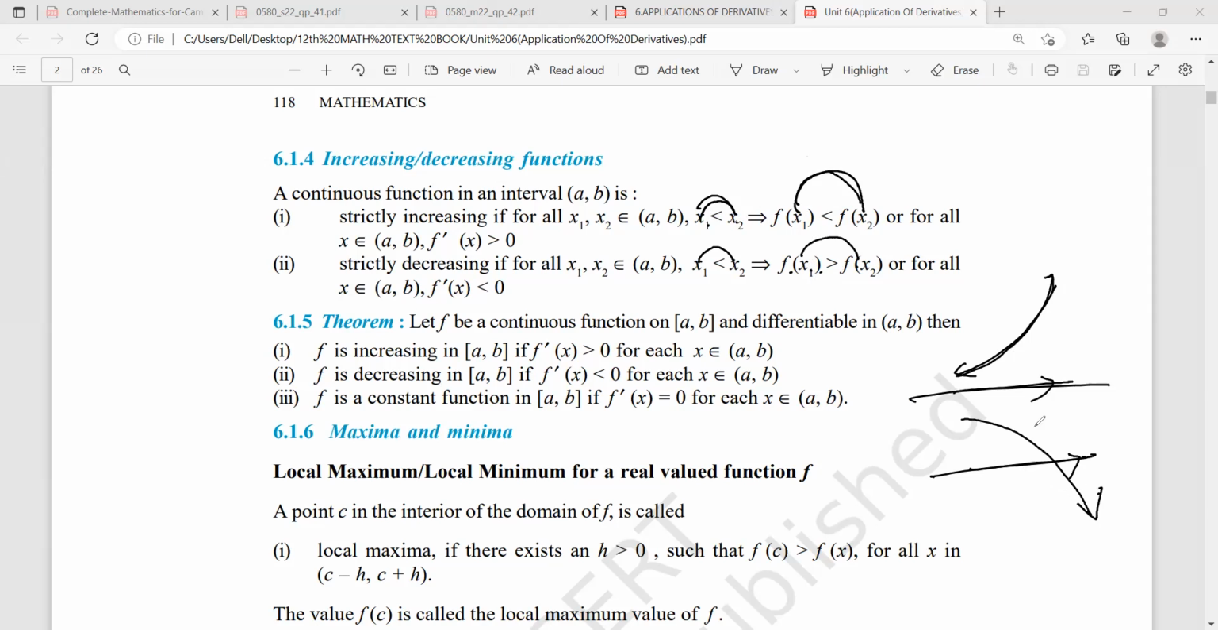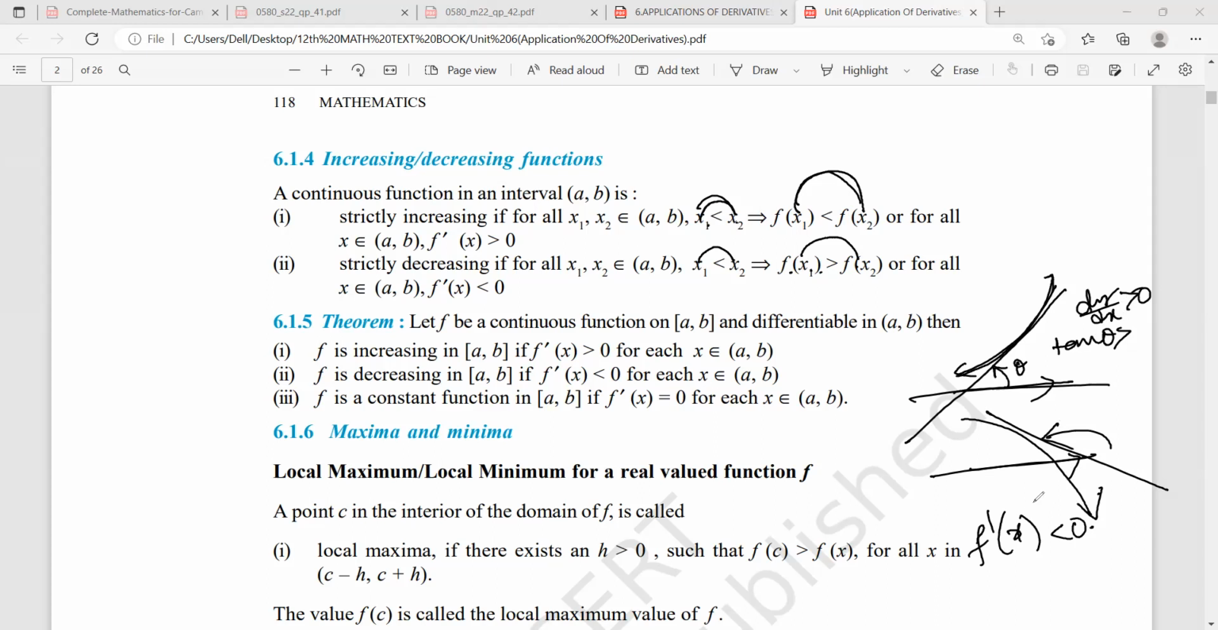Yes or no? Increasing function means what rate? Slope of the tangent is what? Tan theta is greater than 0, dy by dx is greater than 0, f dash of x is greater than 0. So this is what? Slope of the tangent is what? f dash of x less than 0.